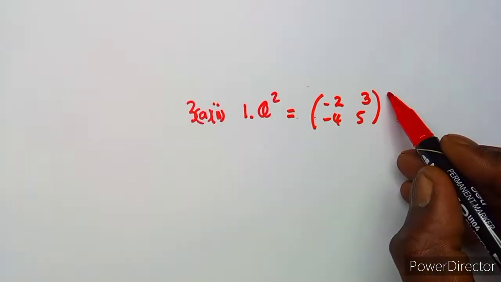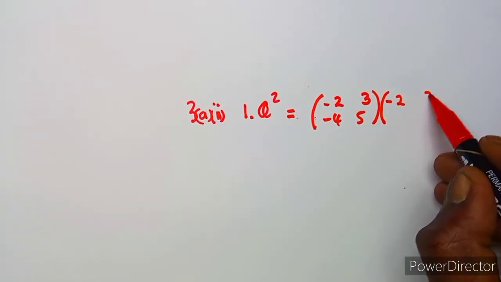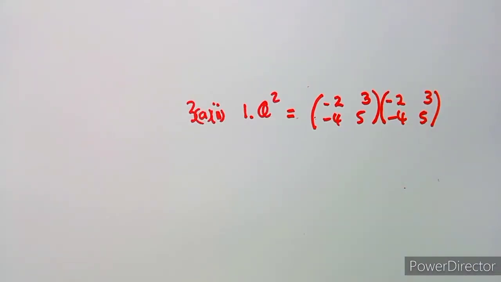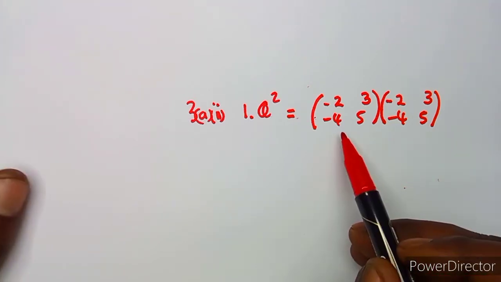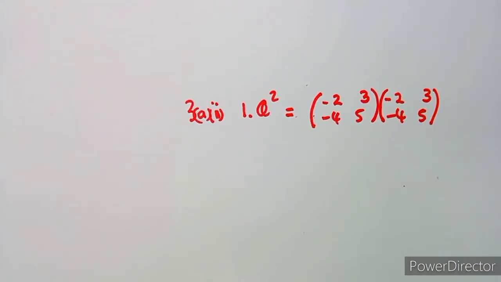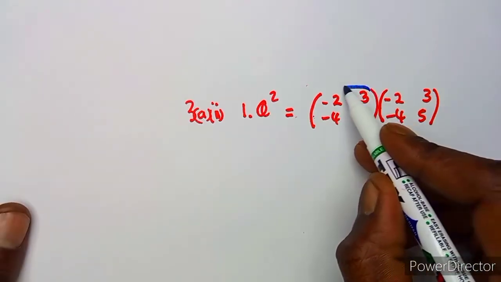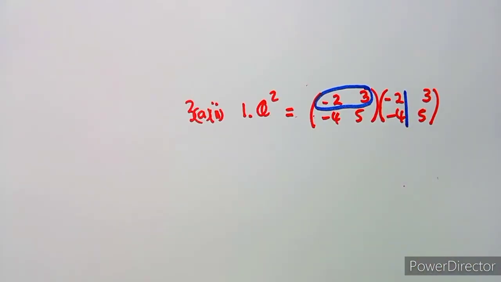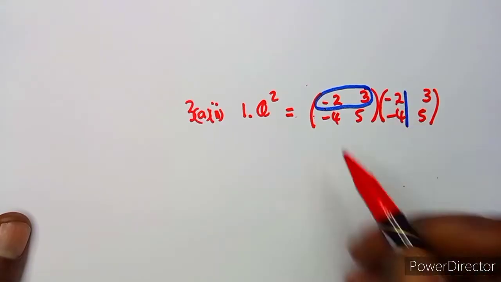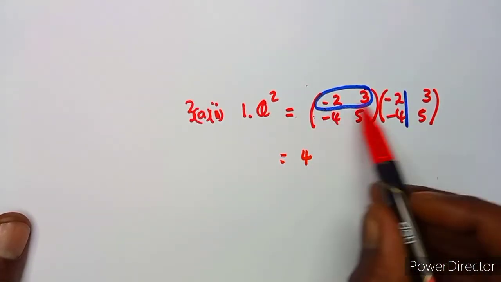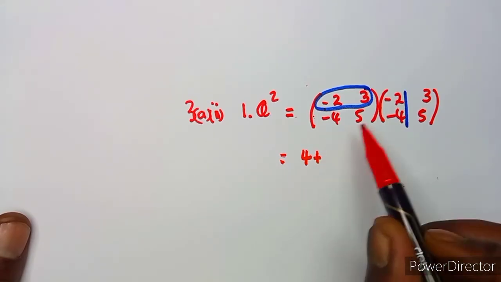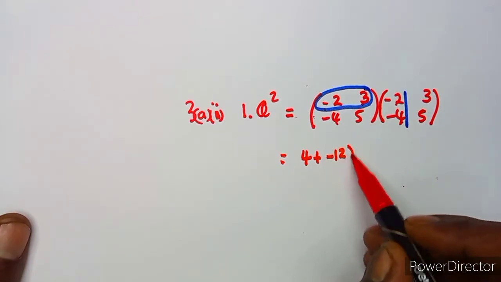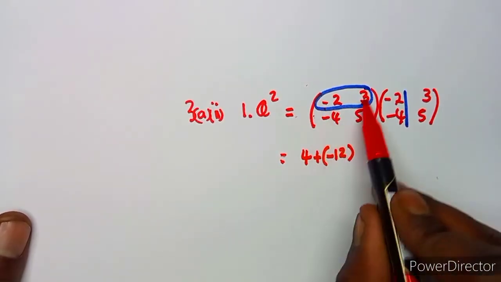So to square simply means it is multiplying itself, just like 2 squared is 2 times 2, 3 squared is 3 times 3. So q squared is matrix q times matrix q. So we can easily perform our matrix multiplication, which falls under row by column. So it's going to be row by column, which is minus 2 times minus 2. That is 4, minus and minus is a plus. Okay, plus here 3 times minus 4, which is minus 12. Okay, you are done with this row and this column.